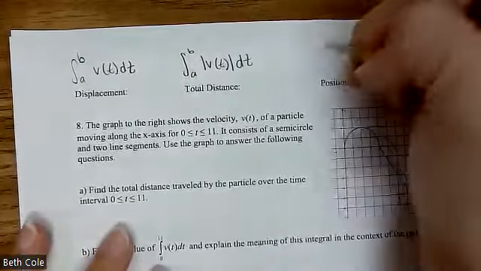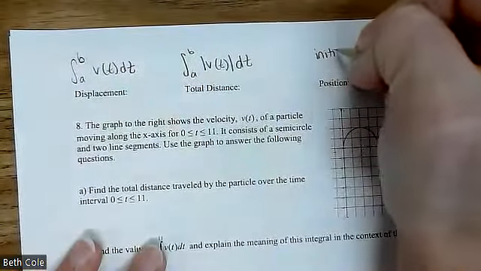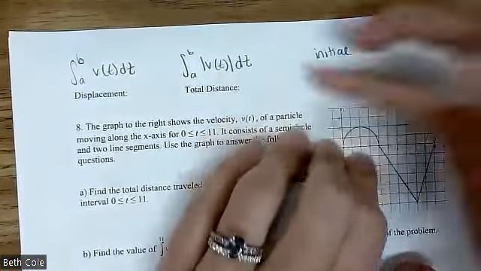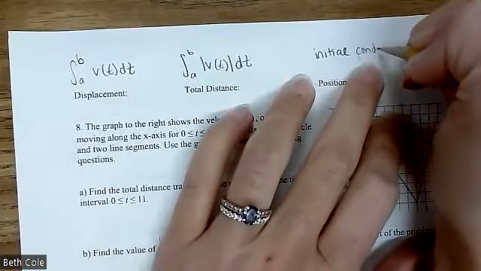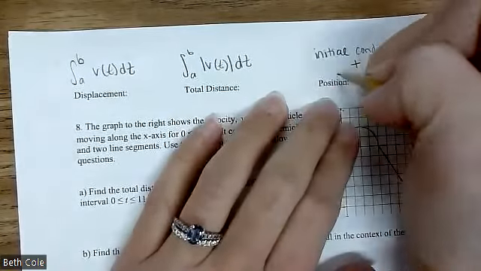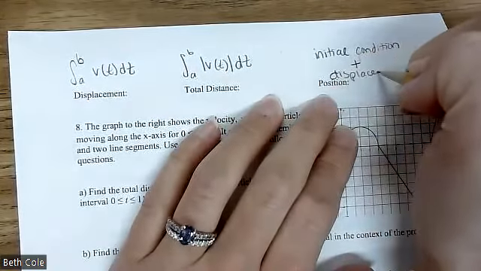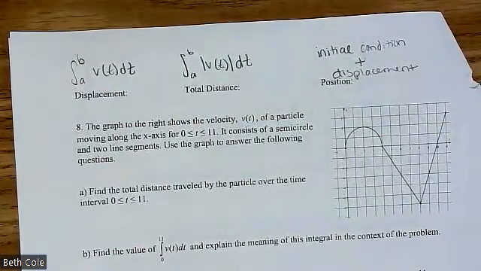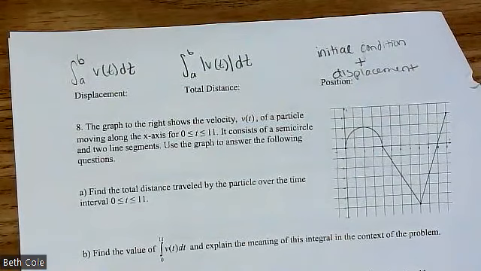Position, if you want to know where you ended up, you take where you start, the initial condition, plus the displacement. So it's where you started plus how you changed. That's going to give you where you ended up.